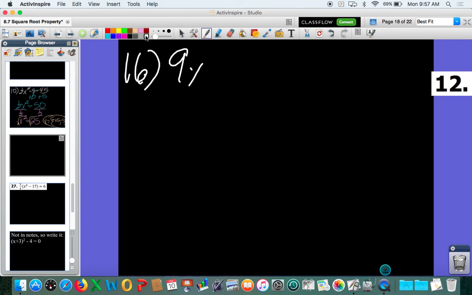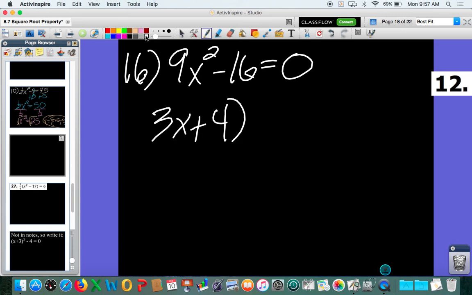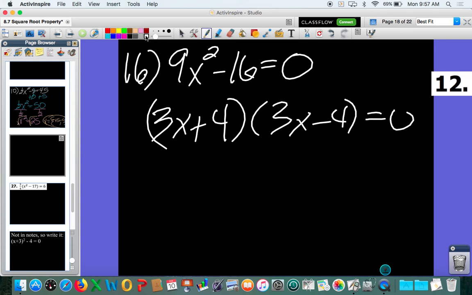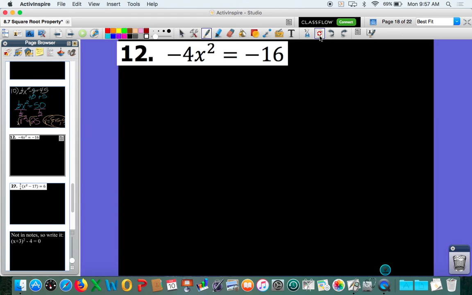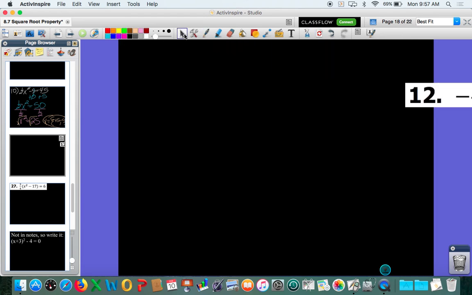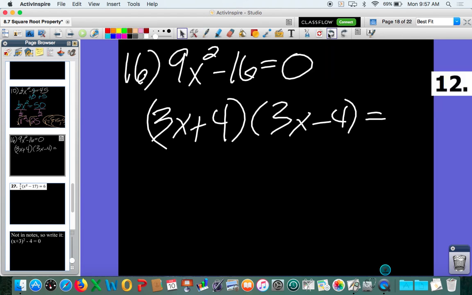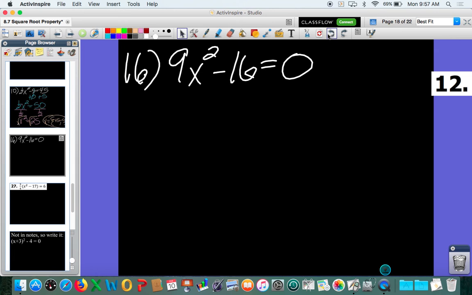I've got 9x squared minus 16 equals 0. Now, before we would have done 3x plus 4 and 3x minus 4 equals 0. But we're not doing that this time. What we're going to do now is the new method. So instead, we're going to inverse 16.